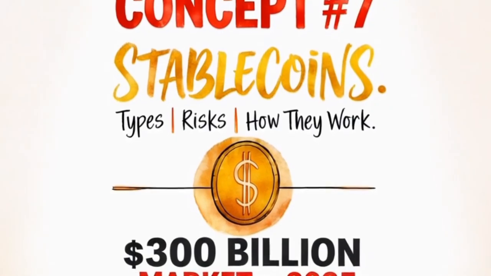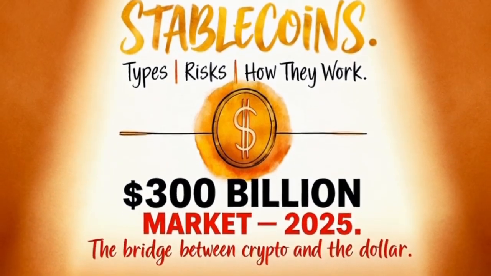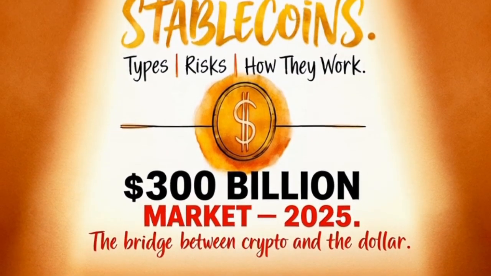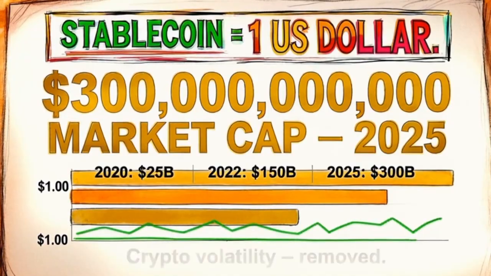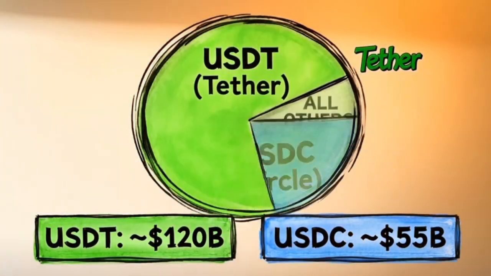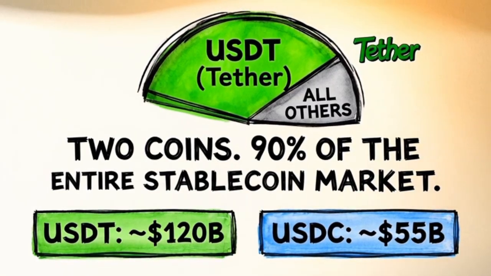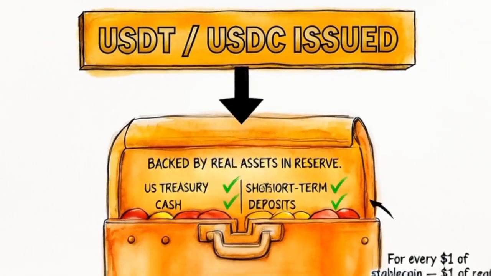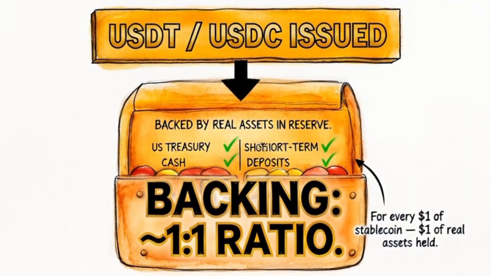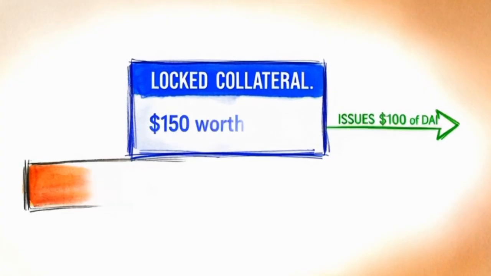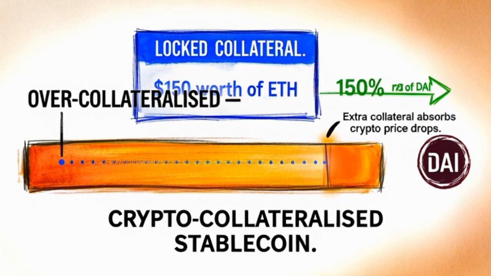A stablecoin is a cryptocurrency designed to maintain a stable value, almost always pegged 1-to-1 to the US dollar. As of 2025, stablecoins collectively represent approximately $300 billion in market capitalization. The two dominant ones are USDT, Tether, and USDC from Circle, which together represent about 90% of the market. They're backed by real-world assets, primarily U.S. Treasuries held in reserve.